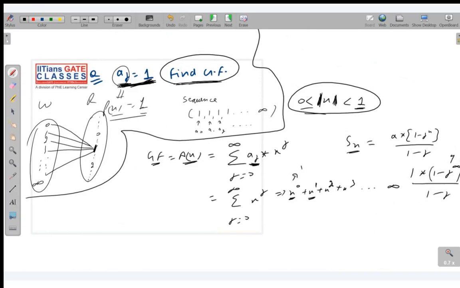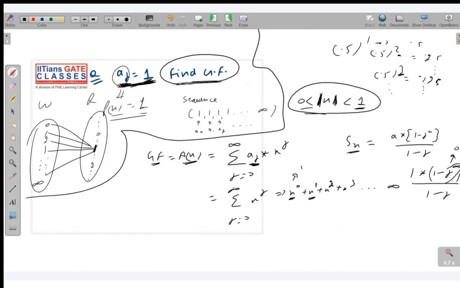So what is r power infinity? r is a number between 0 and 1. If you take the number to be 0.5, then 0.5 power 1 is 0.5, 0.5 power 2 is 0.25, 0.5 power 3 is 0.125. Are you getting it? As the power increases, this number is decreasing. So obviously, when we go till infinity, it will become 0. r power infinity will become 0.